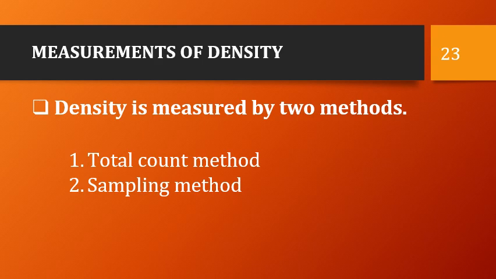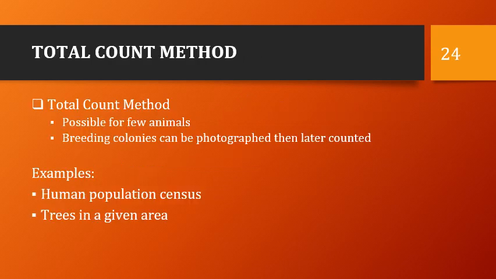So next, we also have the measurement of density. So density is measured by two methods. We have here the total count method and of course the sampling method. So when we are pertaining to the total count method, it is a way of counting the entire population of a particular group of a species. From the word itself, magka-count ka lang ng species.